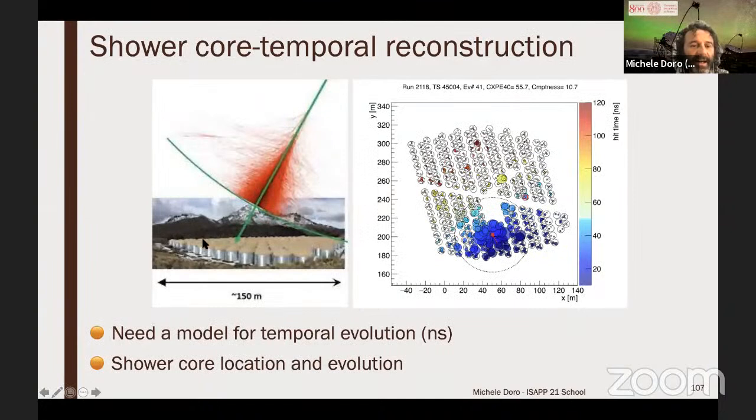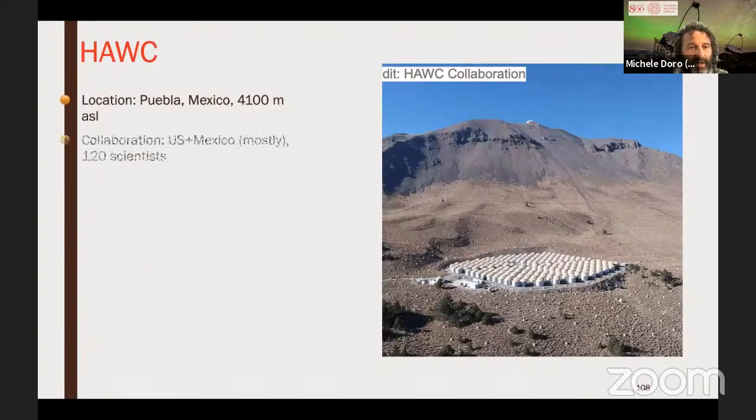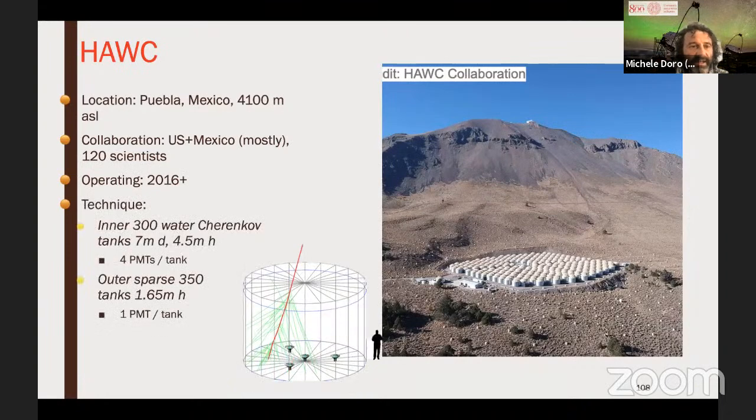Okay, so the technique now is you have your tanks, and again, this is your shower. The way in which the shower hits your detectors, like here, first in this direction and then there, the time evolution and the intensity, this is your tanks, gives you the energy of the particle. Okay, we have HAWC. Now the biggest experiment is HAWC in Mexico. It's a US and Mexico collaboration. Just to have a number, you have 300 plus 350 detectors.